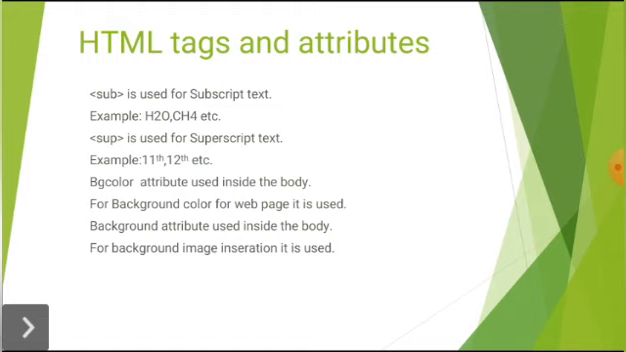Then we will see the attributes bg color and background. The bg color attribute is basically used inside the body tag. bg color gives the background color to the web pages. If we are using the background attribute inside the body tag, then we will see the background image insertion in the web page. Let's move.